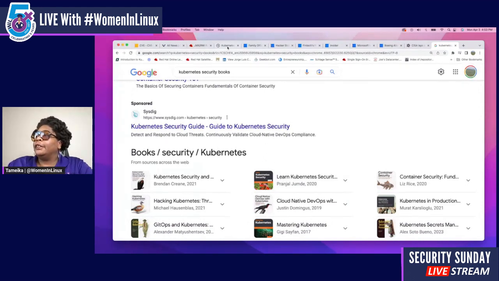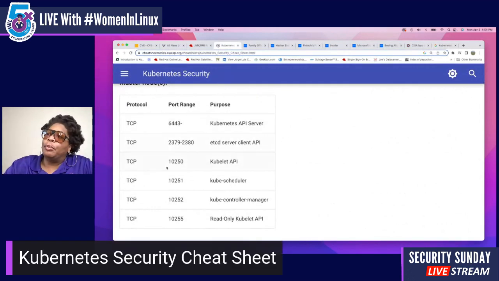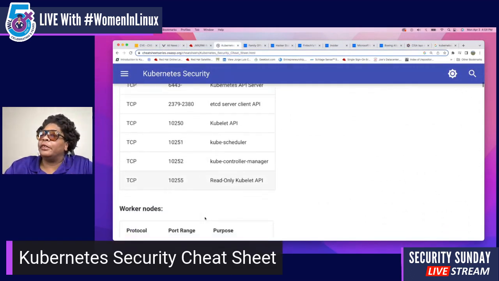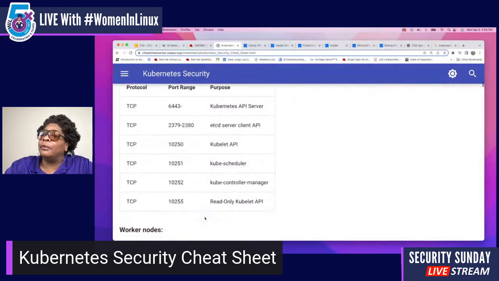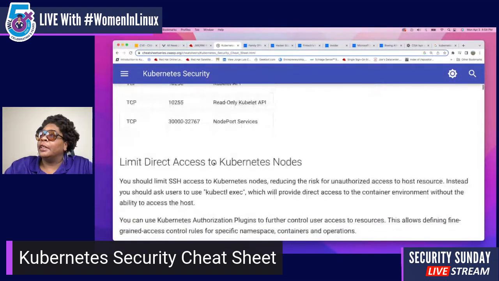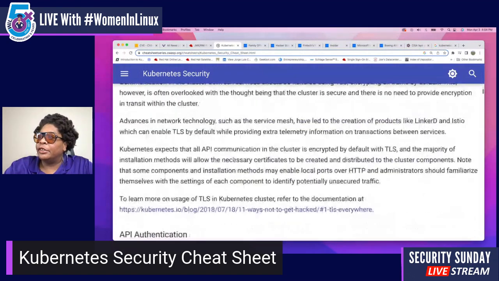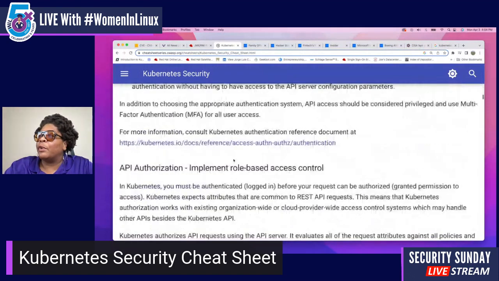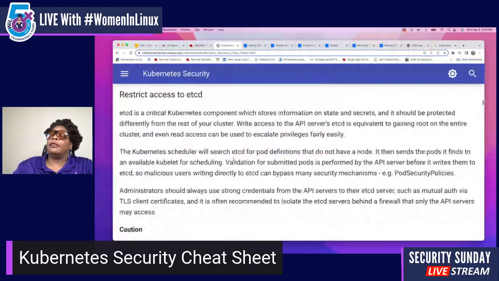And so this is just a security cheat sheet to show you the ports that you need to have open when you're talking about security on the head node and then on the worker nodes, and limiting access, controlling the API, just on and on. I don't want to dive off into this too much. I just want you to understand that there are things out there that can assist you and so forth.